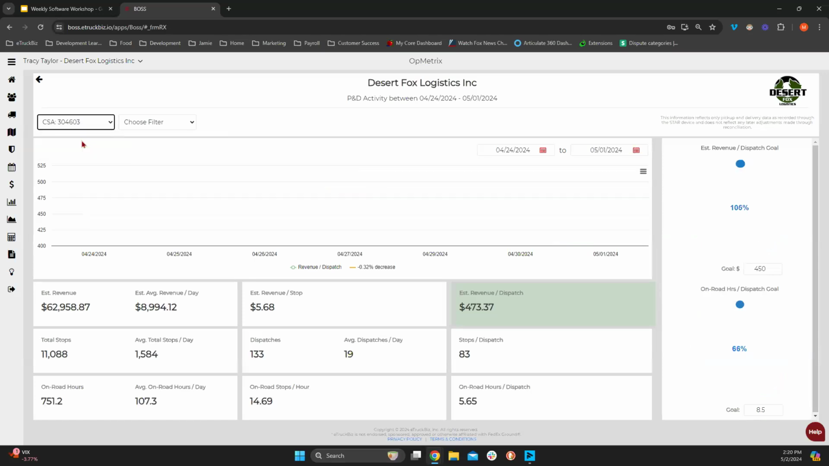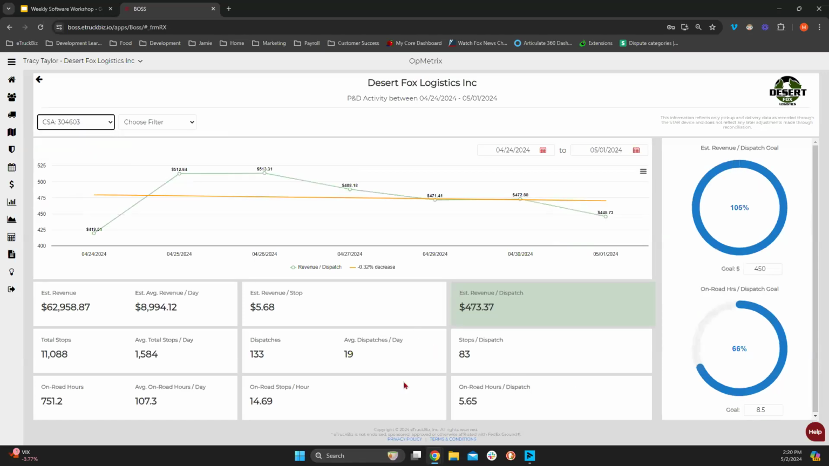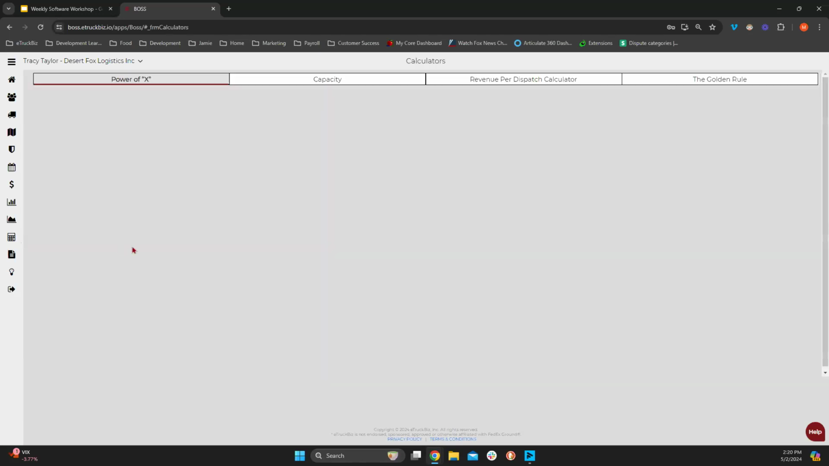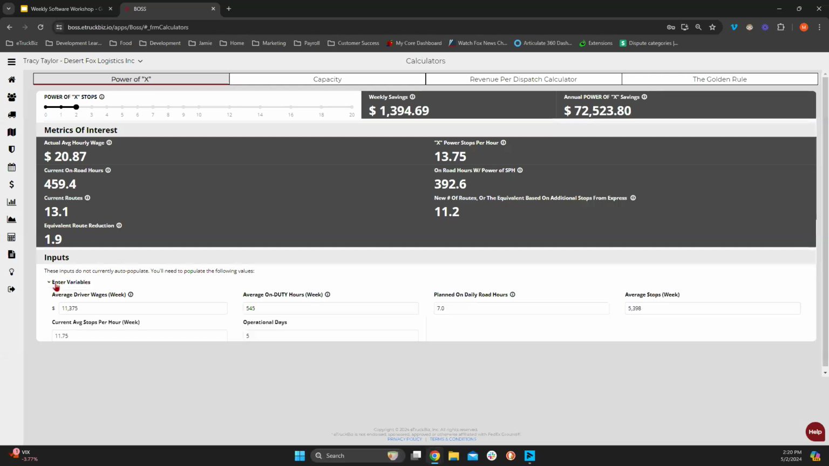Yeah, that would be this one. Yep. And that's where you can find most of the numbers for what we were talking about in the calculator as well. So if we go back in here, that's where you would find the average stops, the current average stops per hour, and then operational days.